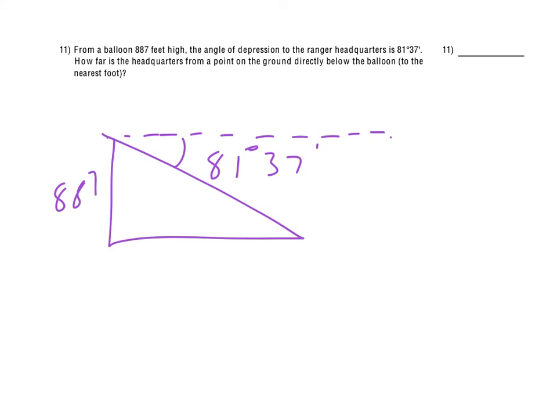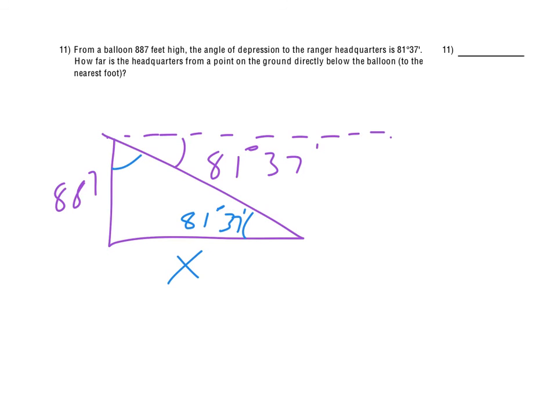So a couple different choices we can have. We could use that angle to figure out this angle, because they have to be complementary. Or in this case, I'm probably just going to use the fact then that this angle would be 81 degrees 37 minutes. So I don't have to mess with calculating the other one. The question, how far is the headquarters from a point on the ground directly below the balloon to the nearest foot? So they want us to find this side. Let's call that x.